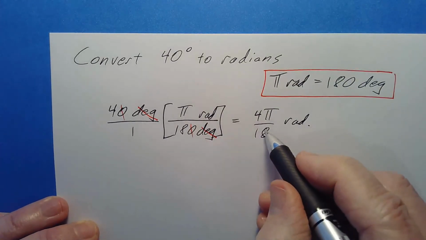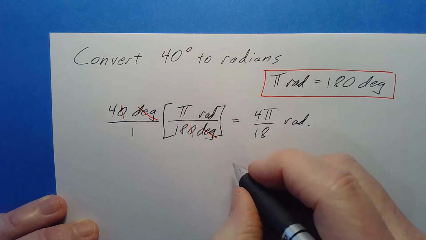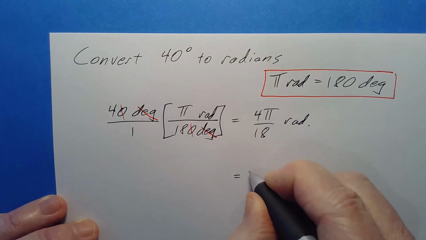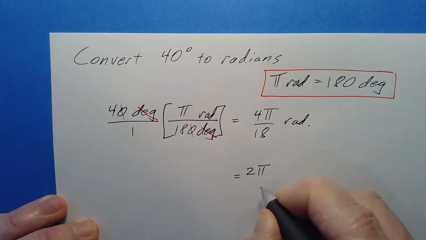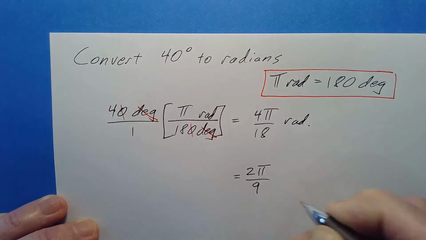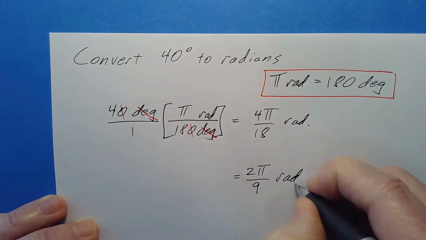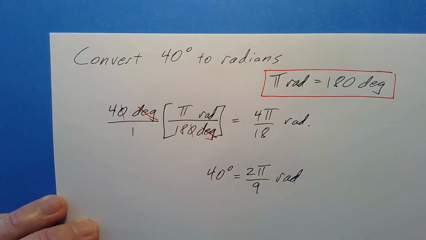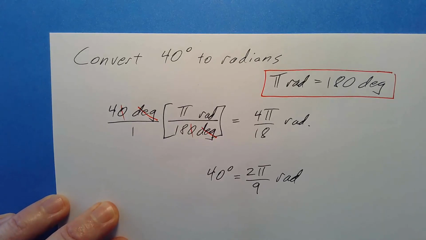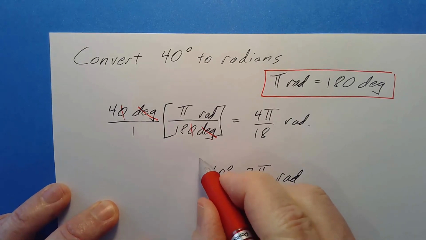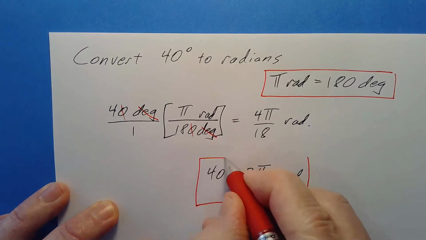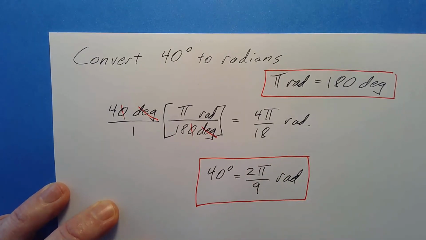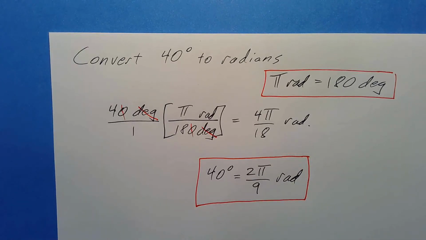Now, I can simplify this a little bit. Divide top and bottom by 2. And I get that 2 pi over 9 radians, okay, is my answer. Again, that was 40 degrees. Probably want to write that in front just to keep track of what I just did. And then again, let's just highlight this was our final answer here, right? 40 degrees equals 2 pi over 9 radians, or you might even call that 2/9 pi. I'm not going to convert that to a decimal because that just kind of goes on forever.